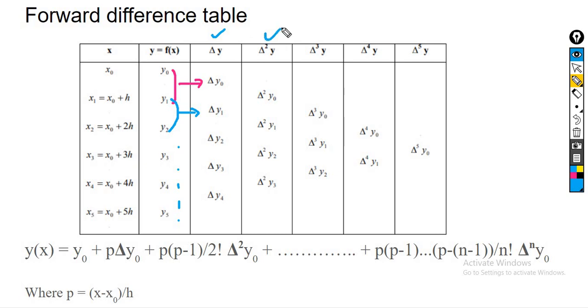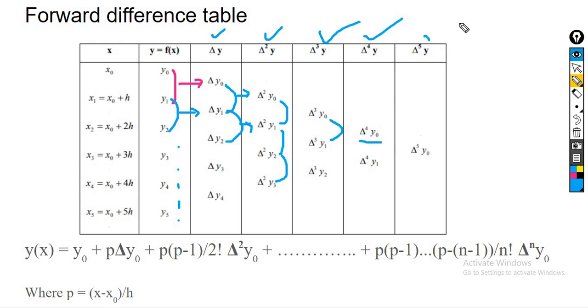Now think about the second order. What are we going to do? The second order will be delta y1 minus delta y0. Delta y2 minus delta y1, you have that second. If you want to get the third one, obviously you're going to find the difference between these two: delta 2y1 minus delta 2y0. If you want the fourth order, this will be delta 3y1 minus delta 3y0.